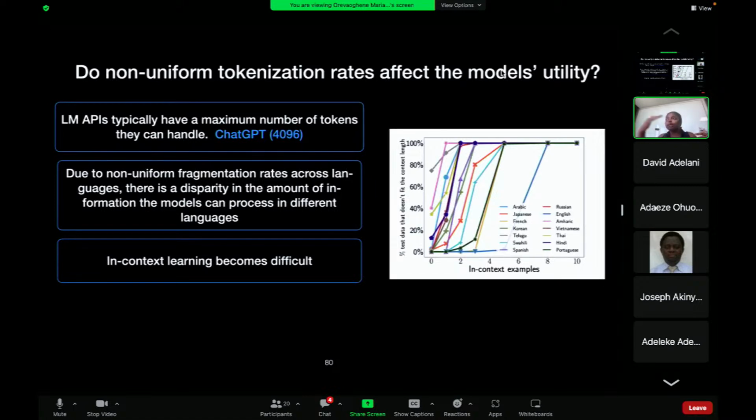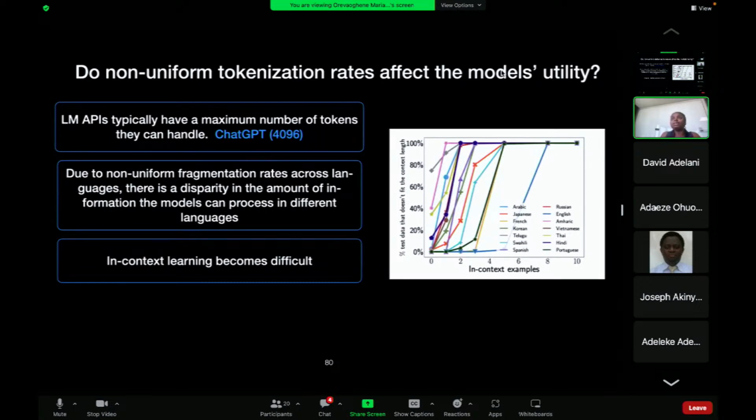So you couldn't go past that. But due to this non-uniform fragmentation rate across languages, there's a disparity in the amount of information that models can process in different languages. So if I have a 10 times fragmentation rate, it means I can only put a tenth of what an English speaker would input into the model. And then in-context learning becomes difficult, right?